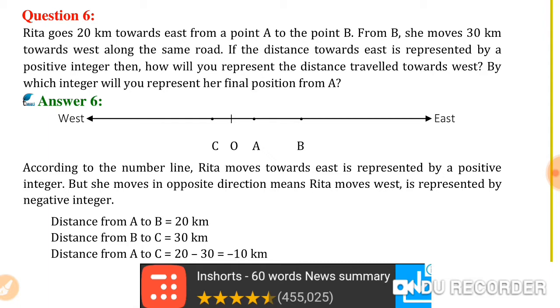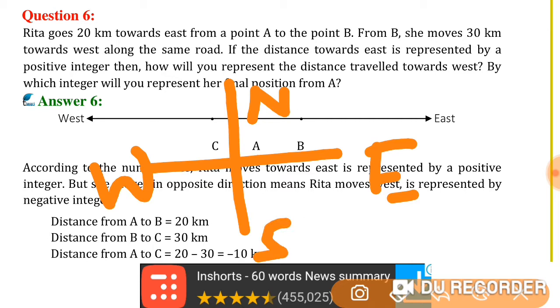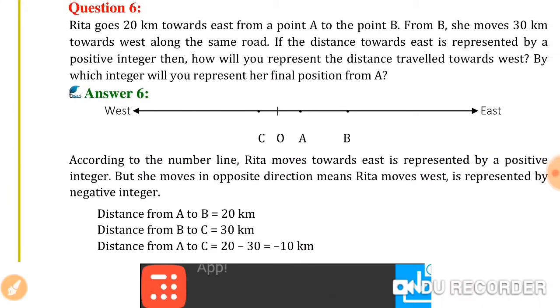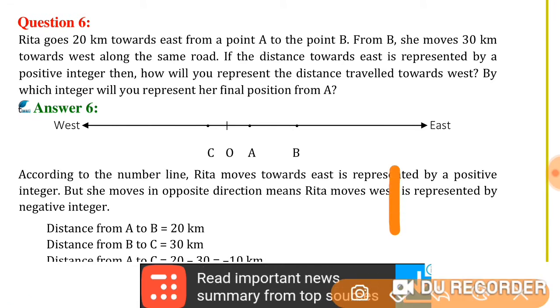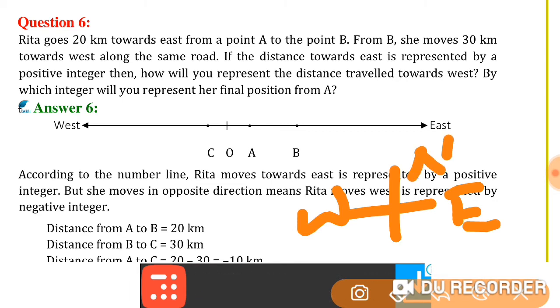So briefly I am going to explain, because there is a short time. Go for the sixth question. Rita goes 20 kilometers towards east. See, we can always consider east, west, north, south like this. Keep it in mind, always east, west, north and south.